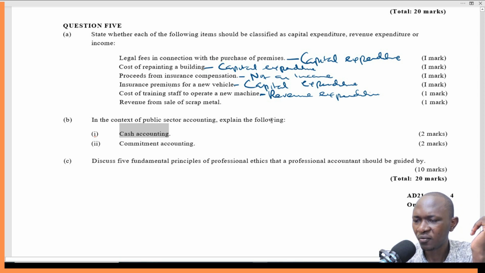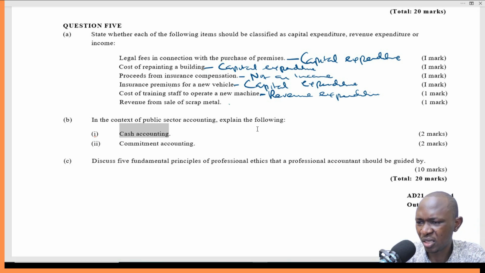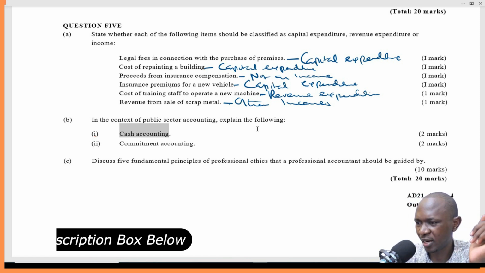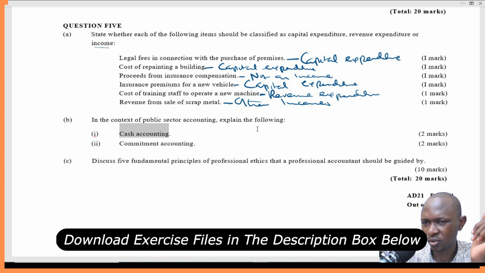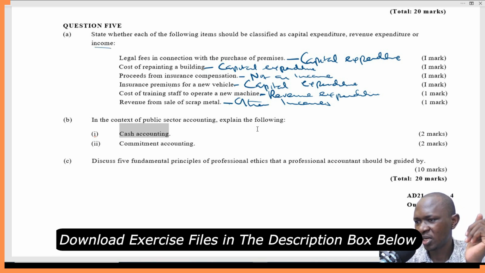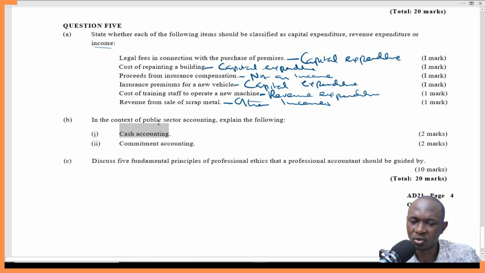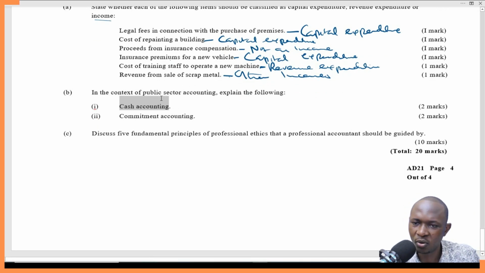Revenue from sale of scrap metal. This one can be included as other incomes, especially when we sell scrap metal. The assumption here is that the object is now obsolete or worn out, so the remnants, if you sell them, can be recognized as other income. So this one will come under other incomes. So how many capital expenditures do we have? 3 capital expenditures. This is not an income. Then you have 1 revenue expenditure, and other incomes also have it there. So that's how we'll go with that.